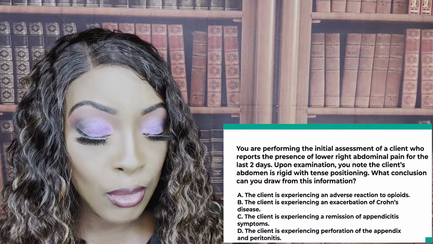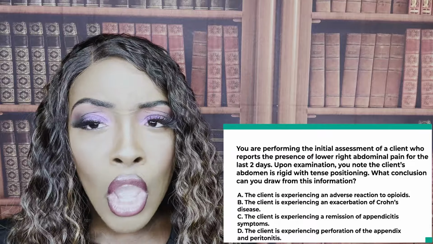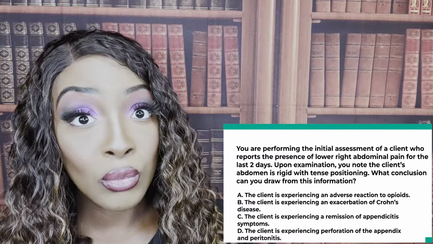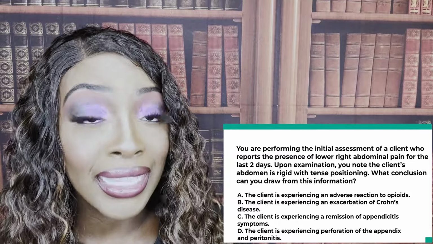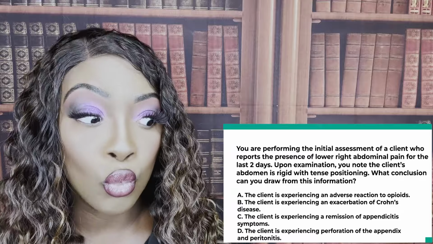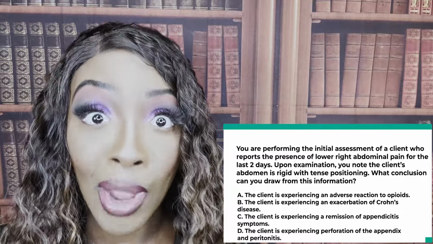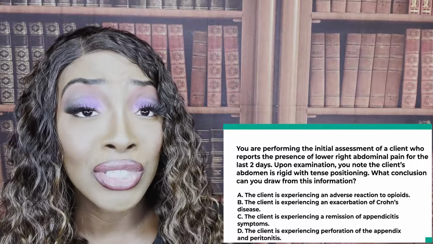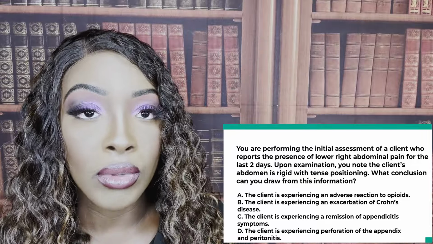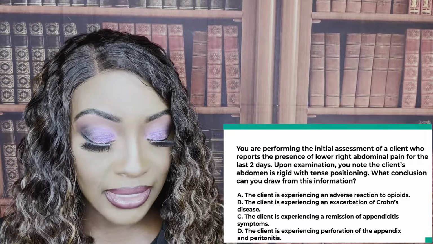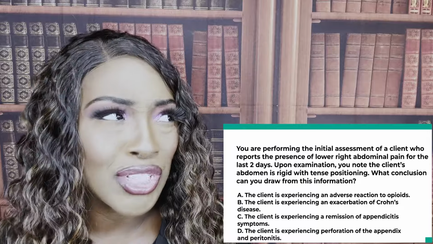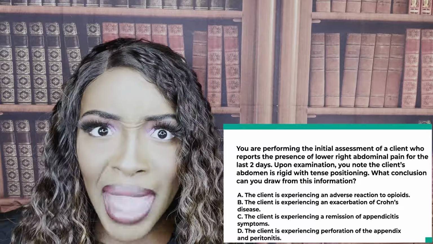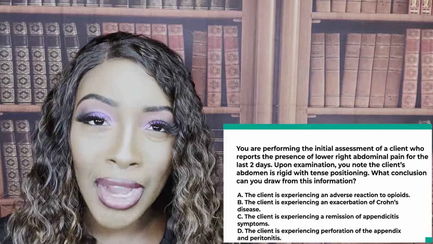Now let's keep going. Abdomen rigid with tense positioning. Why do you think that abdomen's rigid? The reason that abdomen's rigid, most likely that appendix, which was inflamed, has now ruptured. Now we're most likely dealing with appendicitis. And by the way, this is a potentially lethal diagnosis, okay? So that's what you're going to suspect. That's what you're going to be worried about. Perforation, just imagine fecal matter in what's supposed to be a sterile environment.